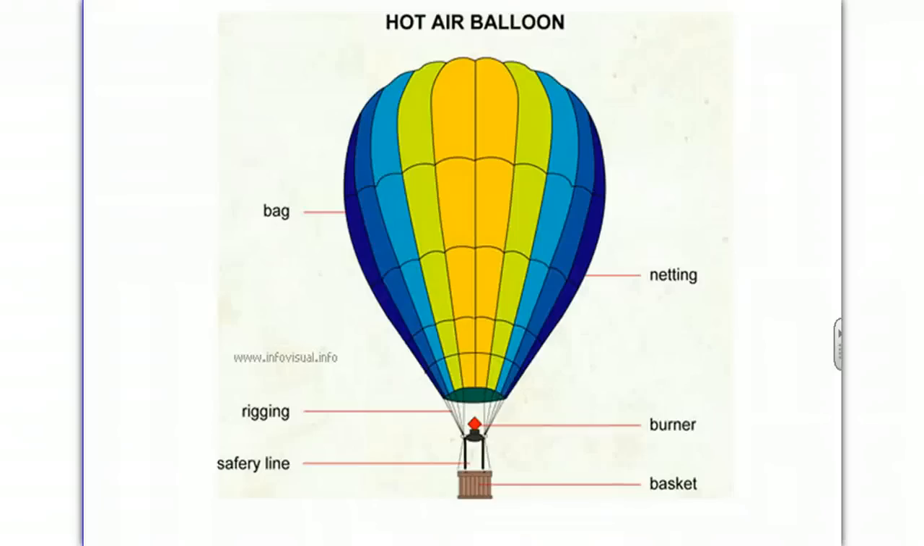An example of this would be a hot air balloon, where the temperature is actually increased, causing the volume of the balloon to increase as well. And then if the balloon is left to cool, then it would get smaller.